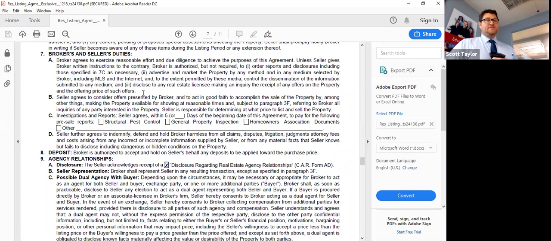Broker's duties. Broker agrees to exercise reasonable effort and due diligence to achieve the purposes of this agreement. The seller is giving the written instructions. Unless given written instructions to the contrary, the broker is authorized but not required to order reports and disclosures, including those specified in 7C coming up, to advertise and market the property by any method in any medium selected by the broker, including MLS and internet, and to the extent permitted by these media, control and disseminate the information submitted to any medium. We're basically given a blanket permission to promote this property in whatever way we see fit, unless they say they want it otherwise.